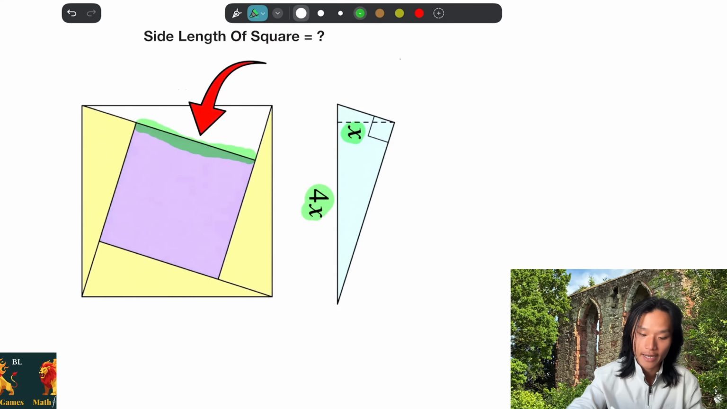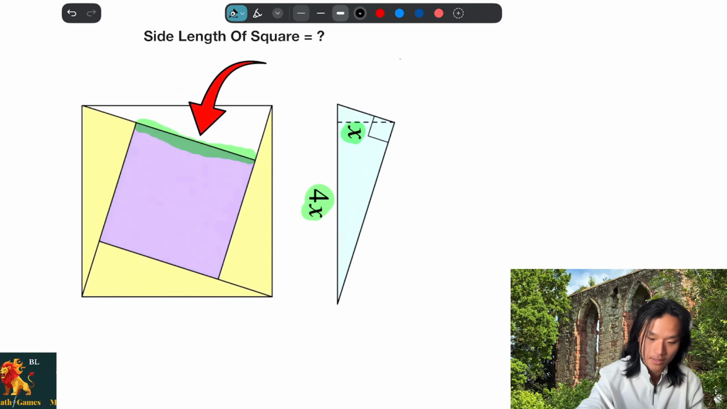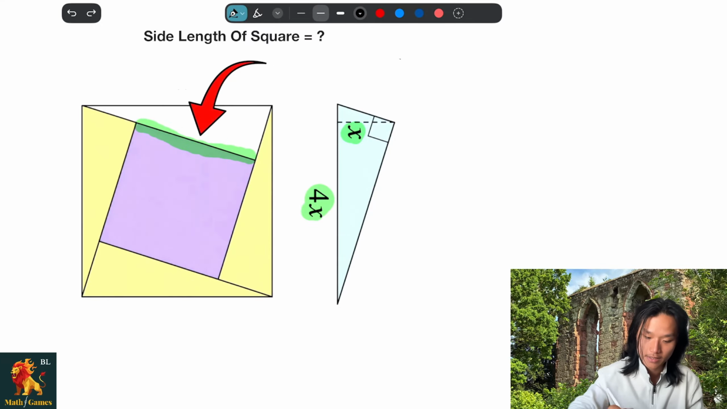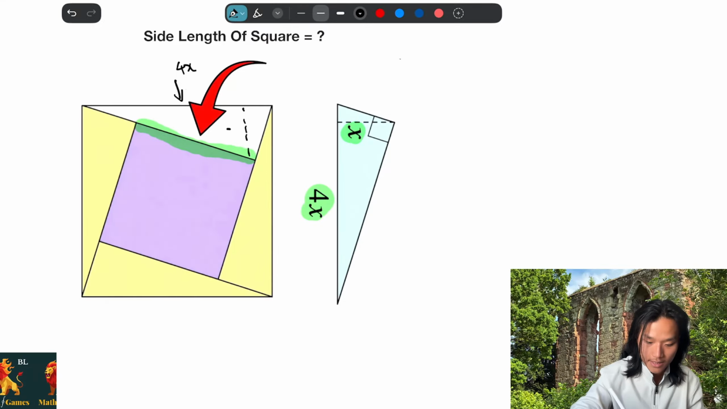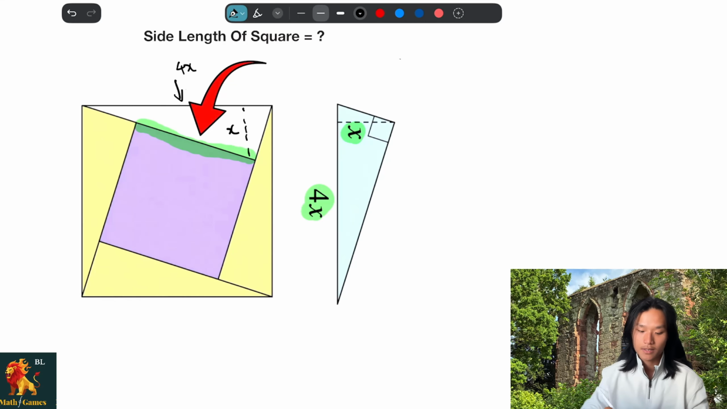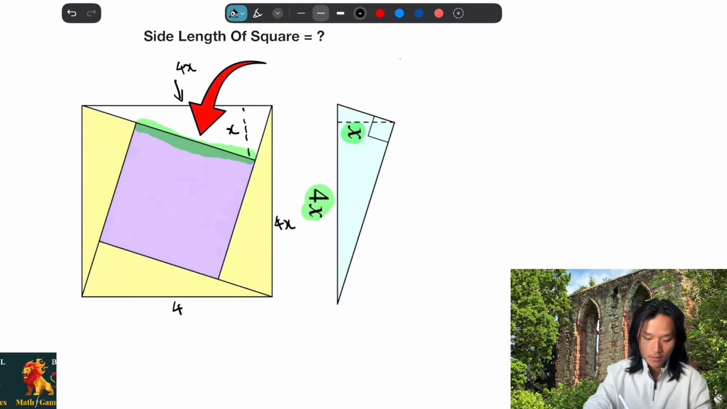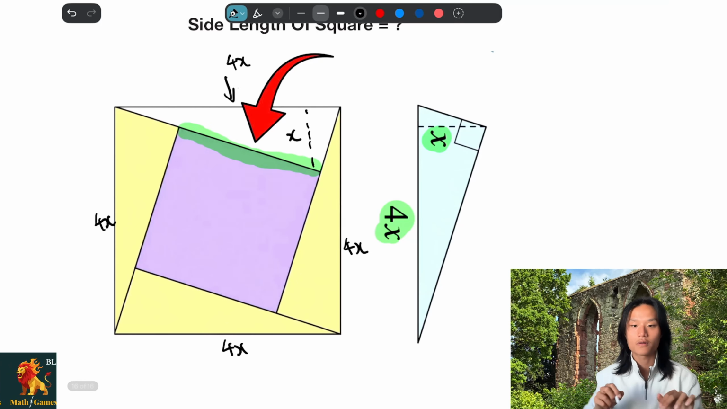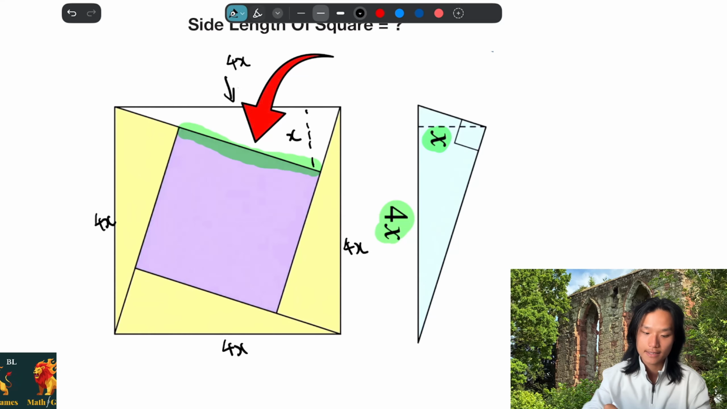So let me label the diagram a little bit. So this is 4x, and we have, actually no, that's not 4x because 4x is the base. So here that is 4x, and then this is x, which is the height. So let me write out 4x's on the sides. Okay. So now we can see that the overall square has side length 4x, okay?